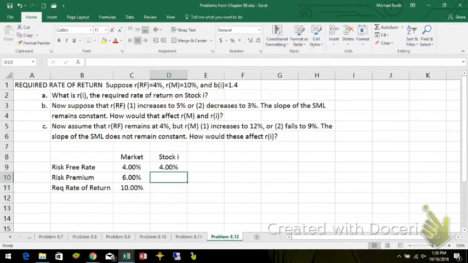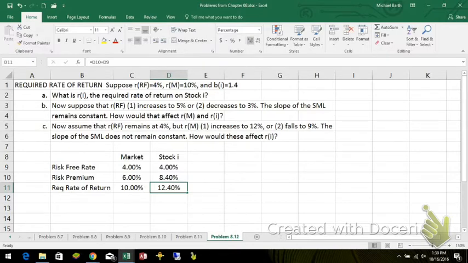And I'm told that the beta for stock I is 1.4, so its risk premium would be 6 times 1.4. Its risk premium is 8.4%. So if I wanted to know the total return for stock I, it's just the sum of its risk-free rate and its risk premium. All right, 12.4%. So that answers A.